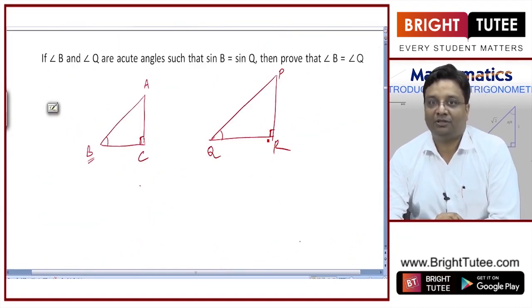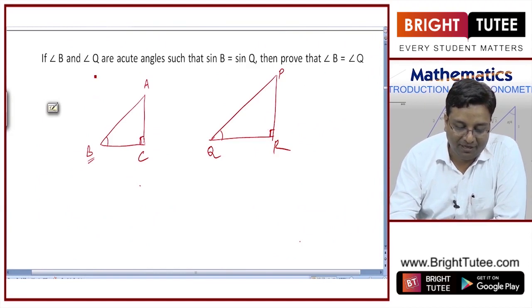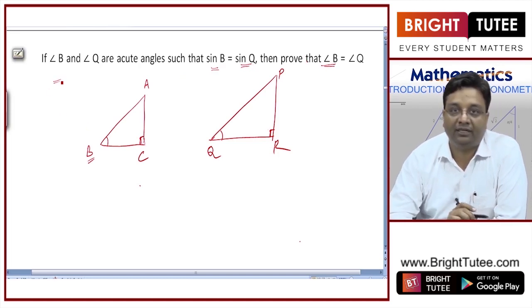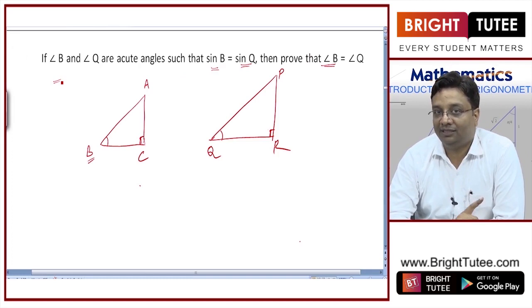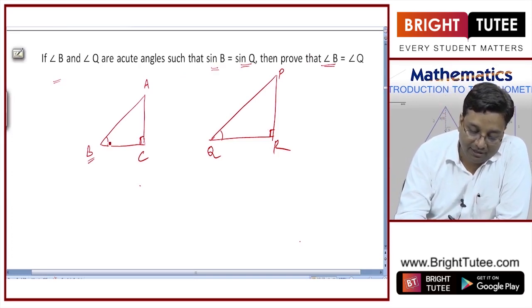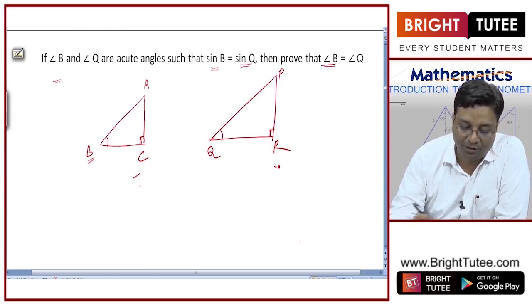Okay students, let's talk about this question now. If angle B and angle Q are acute angles such that sine of B is equal to sine of Q, then prove that angle B is equal to angle Q. We spoke about this in the introduction part also, right? Let us take these two triangles, triangle ABC and triangle PQR.